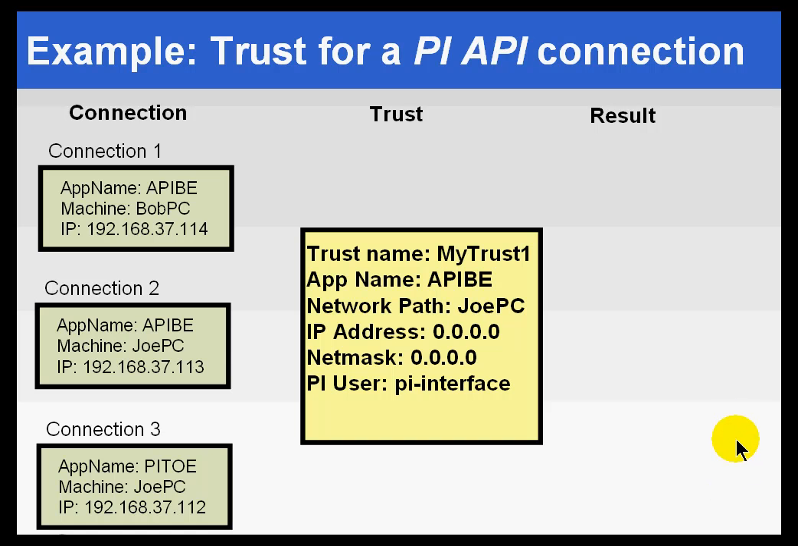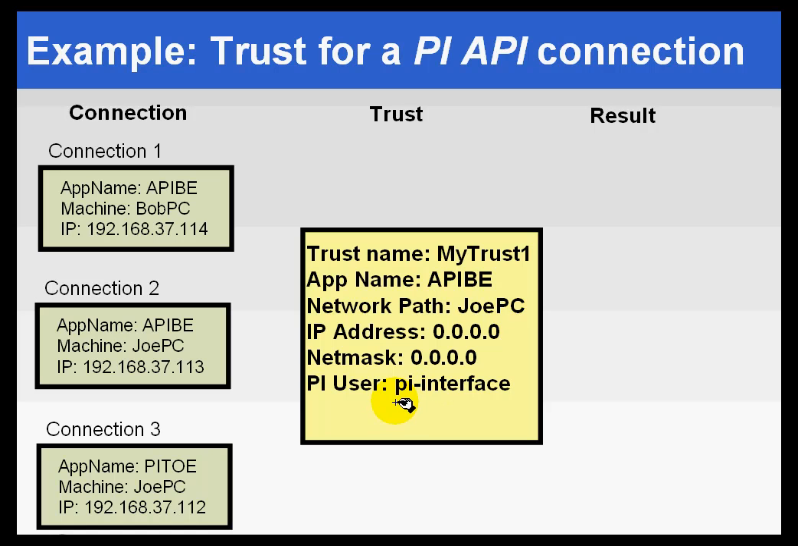So let's take a look at some trusts in action. First, let's take a look at this trust called MyTrust1. This trust has an application name called API BE, with a capital E at the end. I'm guessing that stands for API buffering. The network path is JoePC. That's basically the computer name.